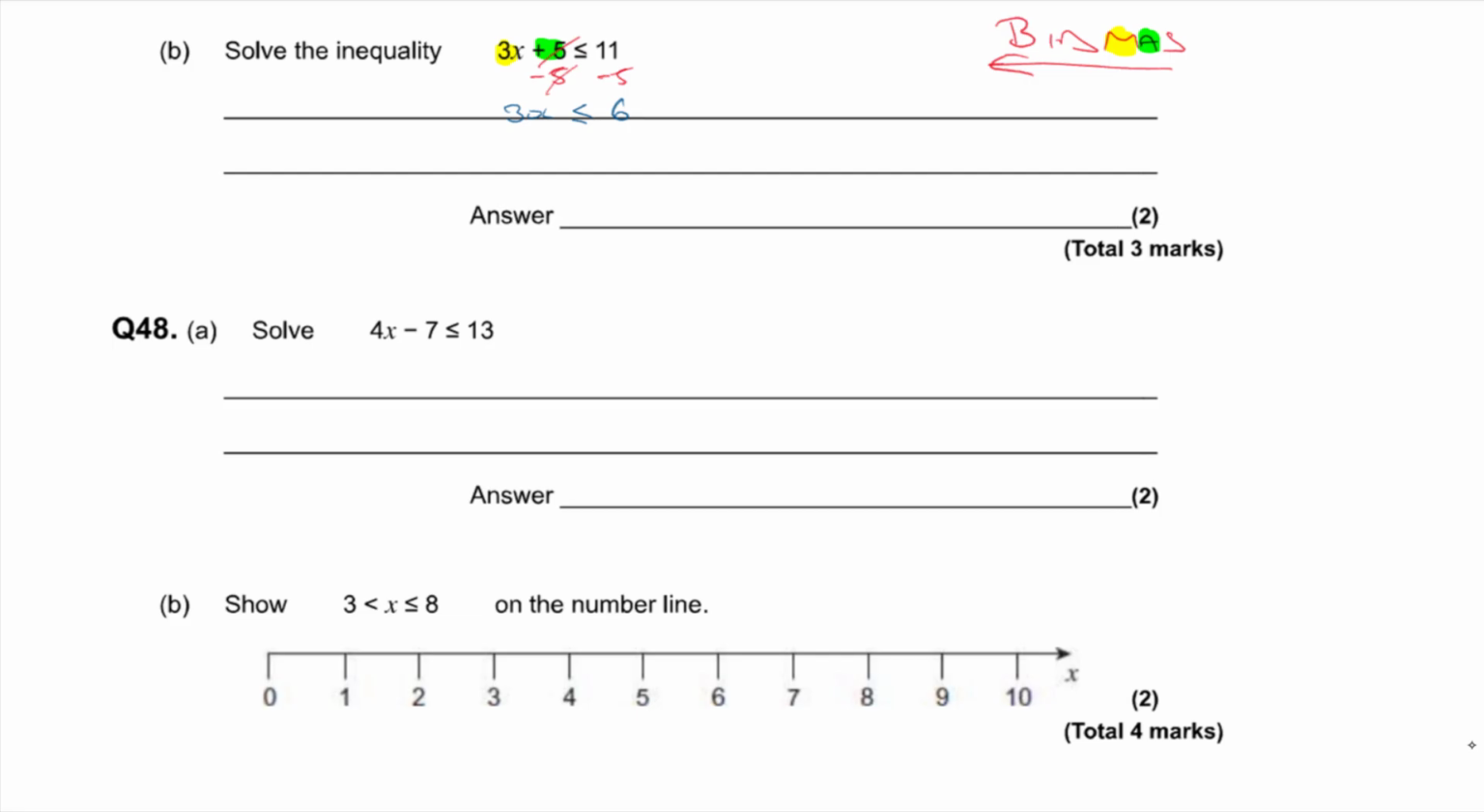Okay. Next up, I'm going to deal with the 3x by dividing both sides by 3. They'll cancel, and it will leave me with x is less than or equal to 2. And that's my final answer. x is less than or equal to 2.